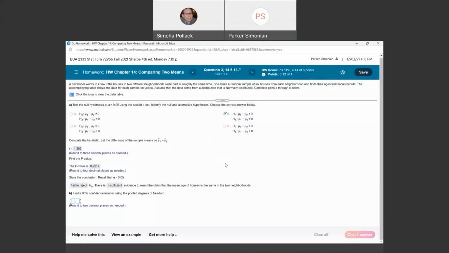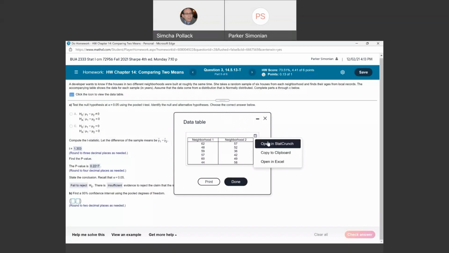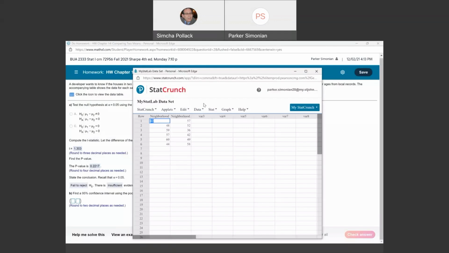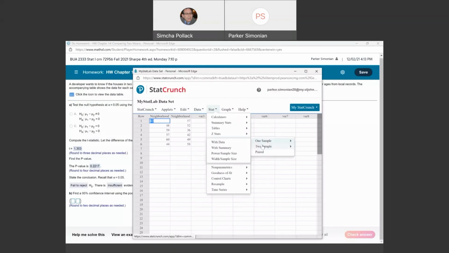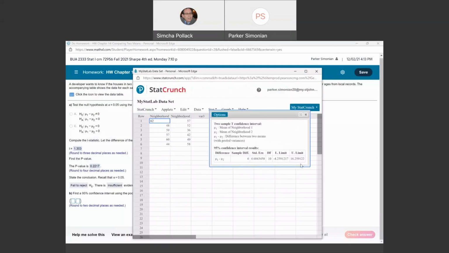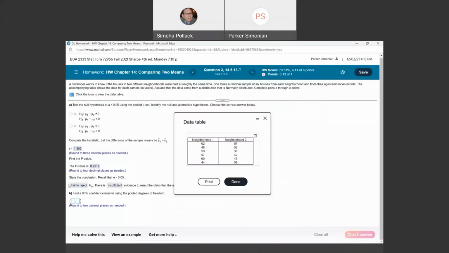Find the 95%. And we did that already. That's the one we did. I don't know if this example is a repeat, but who knows? Okay, you don't have to do it again. You still have the StatCrunch. You just have to... Oh, you did it. Okay. Minus 4.25, 16.25.